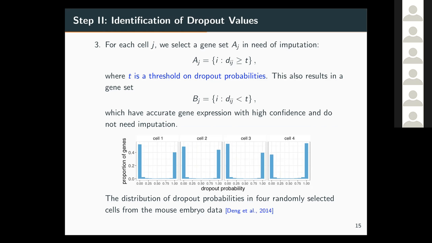You may wonder why 0.5 is a reasonable value. Here we are showing the distribution of dropout probabilities of all genes in one cell, two cells, three cells, four cells. We can see that a lot of the DIJs are either very close to zero or very close to one. Therefore, setting the threshold at 0.5 makes our method pretty robust to this threshold, because if you change it to 0.4 or 0.6, the result doesn't change too much.